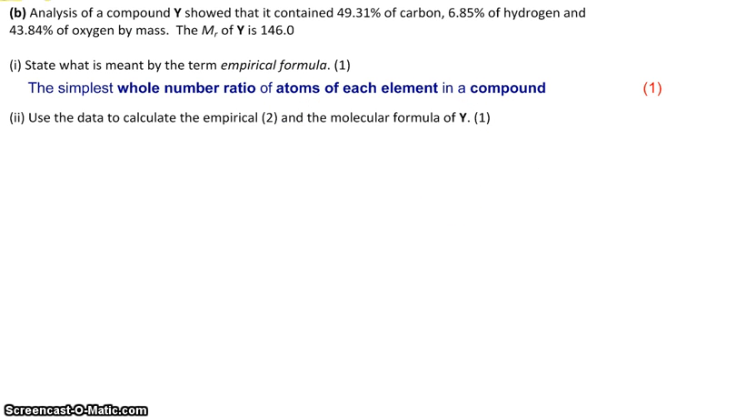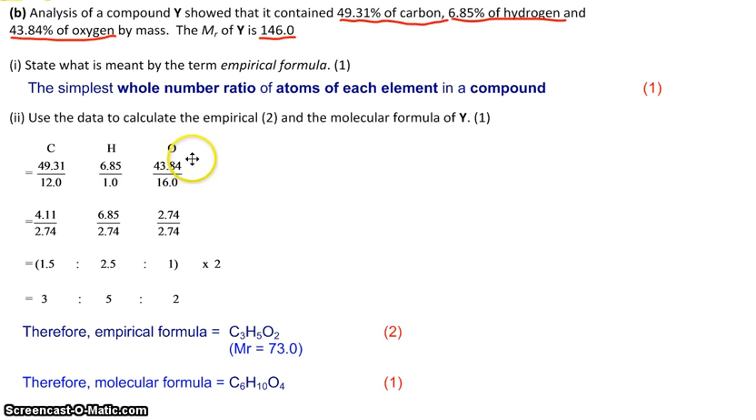To do the empirical formula, we look at the percentage composition, percentage of each element, divide by the relative atomic mass of each element to get the mole ratios, then divide by the smallest of these to get the nearest whole number ratio. In this case we've got fractions. When we do this, we've got 2 halves here, so we've got to times everything by 2, which gives us 3 to 5 to 2. So the empirical formula is C3H5O2, and if you work out the MR of that empirical formula, it comes out to be 73.